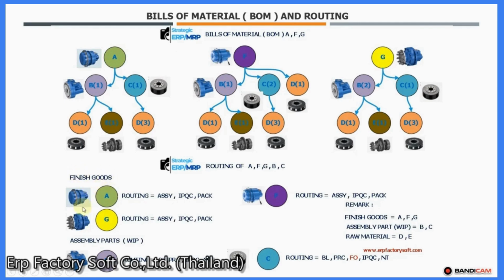Next, let's look at the routing of all 3 products, A, F, and G, which have the same routing. The process is ASY, IPQC, and PAC for the assembly part. The WIP in part B will be blank, Pierce, IPQC, and NT. The C part will be blank, Pierce, Form, IPQC, and NT. There will be a form in the middle here.